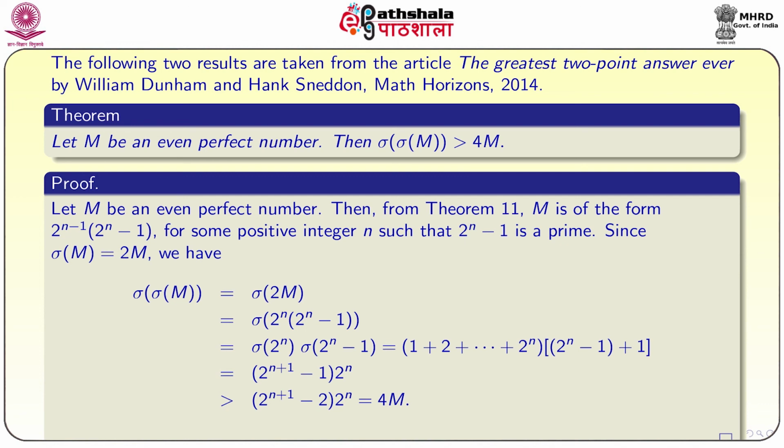Again, 2^n and 2^n - 1 are relatively prime. That is why sigma of 2^n times sigma of 2^n - 1 is equal to (1 + 2 + ... + 2^n), and sigma of 2^n - 1, since it is a prime number, is 2^n - 1 + 1. So this is (2^(n+1) - 1) times 2^n. Here we just replaced 1 by 2. Clearly, (2^(n+1) - 1) times 2^n is greater than (2^(n+1) - 2) times 2^n, which is nothing but exactly 4 times m. So we proved the result.